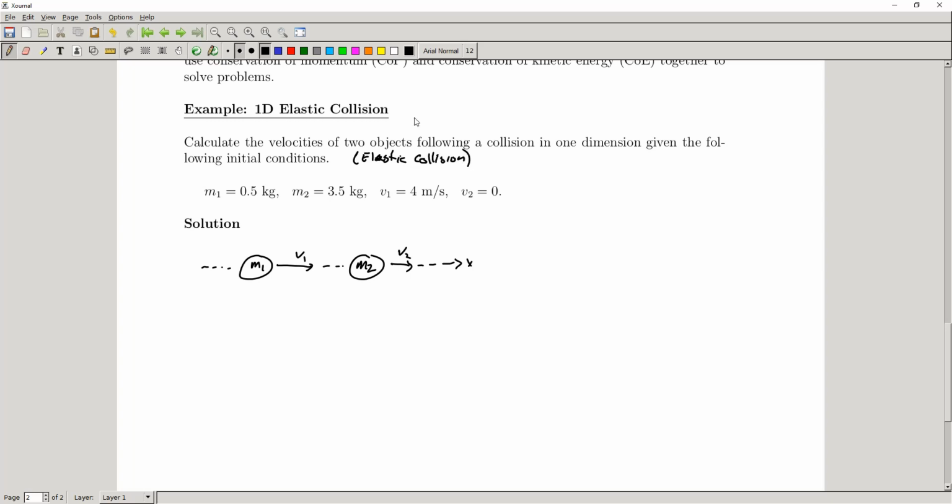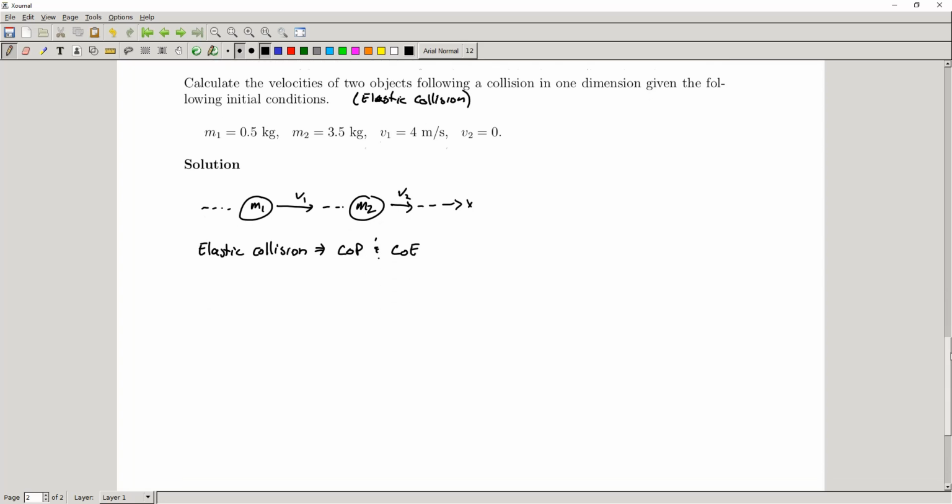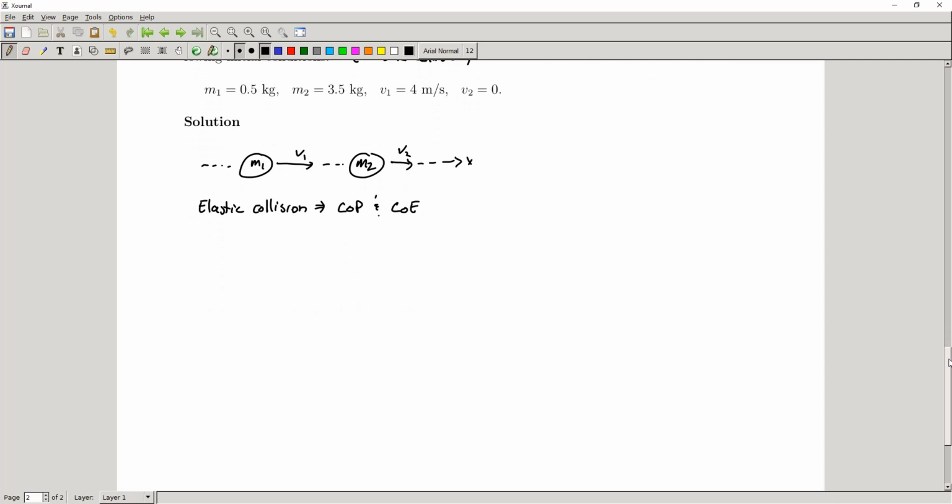The title has it, but I didn't put it in the text here. So we do want to remember we're dealing with an elastic collision. Elastic collision implies that we can apply conservation of momentum and we can apply conservation of energy. Okay? And so let's start off by taking a look at conservation of momentum.